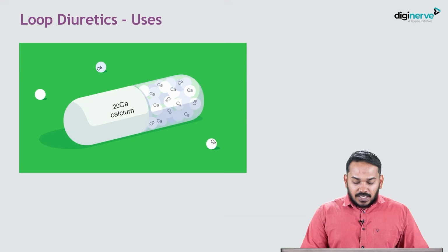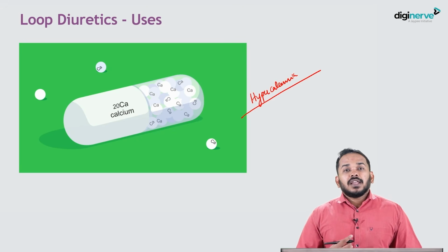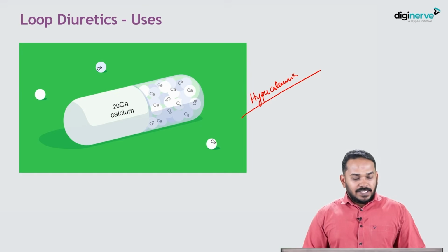Loop diuretics increase the excretion of calcium. So they can be used for the treatment of hypercalcemia. In patients who have hypercalcemia, their serum calcium levels will be high, and loop diuretics will excrete the excess amount of calcium, which will reduce the calcium to normal.